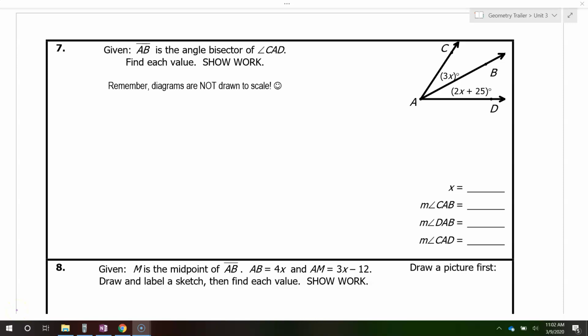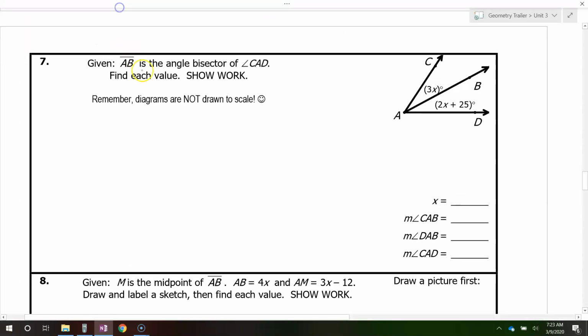In this video, I will show you how to use the properties of angle bisectors and midpoints to find unknown values. So when you're talking about bisectors or midpoints, sometimes you're going to be given a half and another half. When that happens, you know that a half will equal a half.